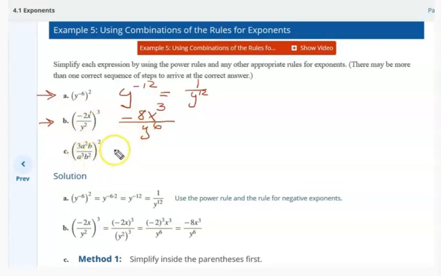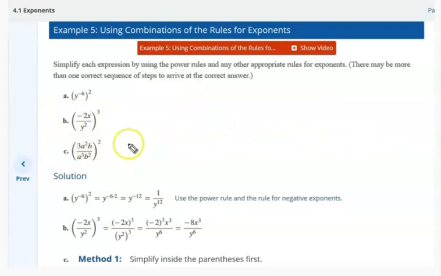Now for this one, and I'll clear that up so we can see it better, we're going to square the 3. Well, let me write this one out because there's a couple of things you can do here.